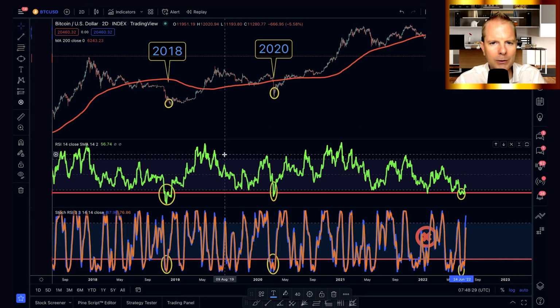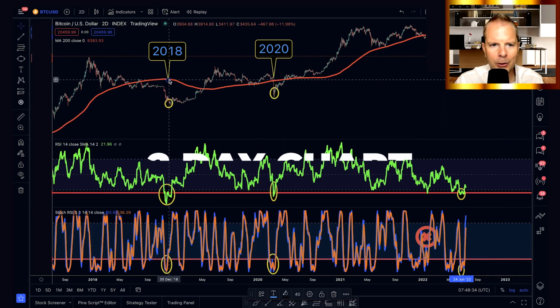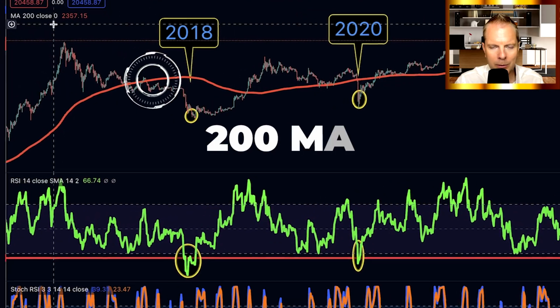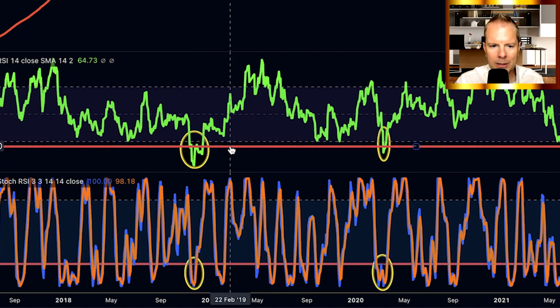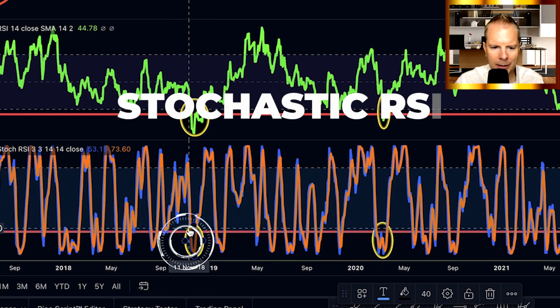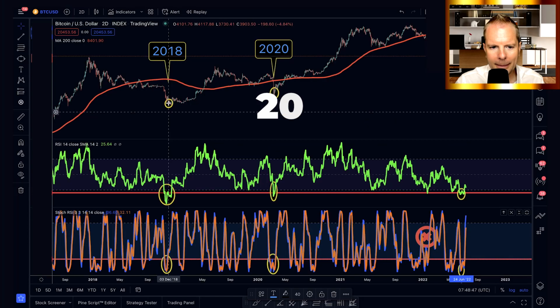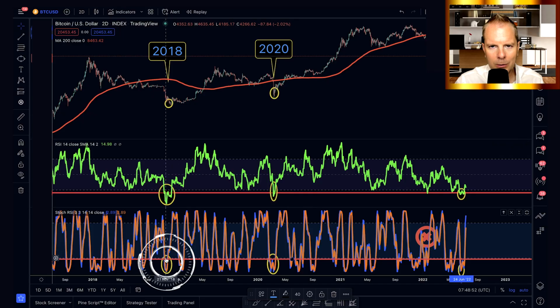Now, the next one, we're going to be on a 2-day chart. And I want you to have 3 things on the chart. You're going to have this 200 MA. You're going to have the RSI with the level at 26. You're going to make this red line right at 26. And you're going to have the stochastic RSI with the level at 20. And we want price action to be below the red, below the 26, and below the 20 at the same time. This will mark the market bottom. It's been doing that for 11 years. And that is step 1.